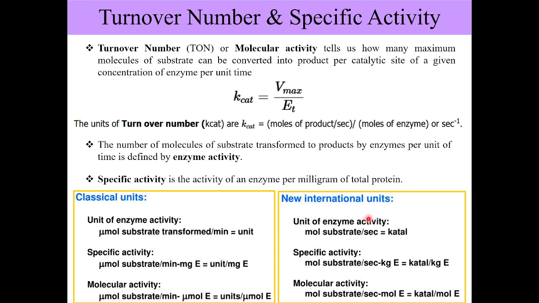Similarly, the amount of substrate in Catal: the number of moles of substrate per second is taken as Catal. You can find the relation between Catal and micromole of substrate, and then equate the two units. For specific activity, it is Catal per kg of enzyme, and for molecular activity, it is Catal per mole of enzyme. I'm sure this is clear.